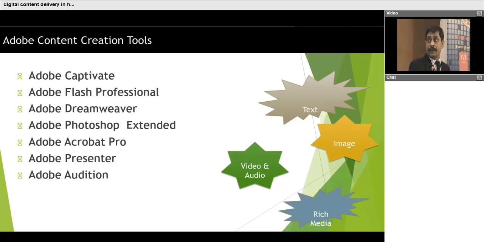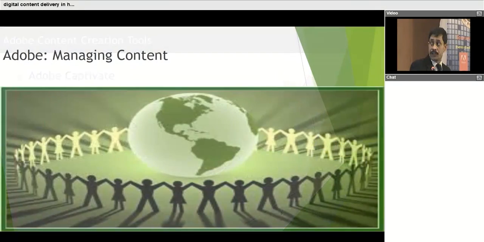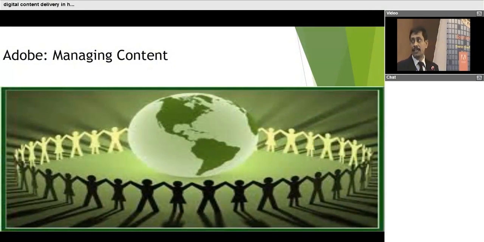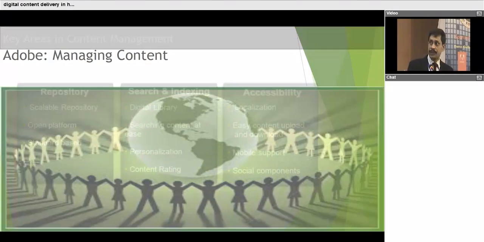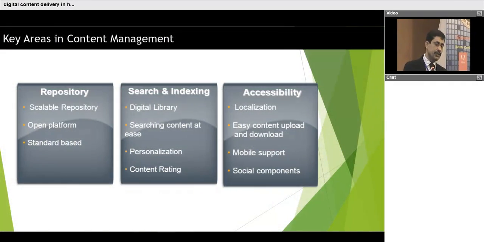Now, after the content has been created, an important aspect is the management of it, and the whole management part can be divided into 3 silos. First is the repository of this content. There should be a repository which is scalable, because these kinds of digital contents have a big footprint and take a large amount of storage space.